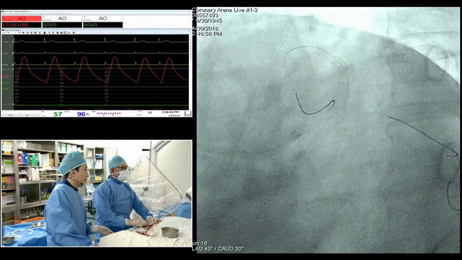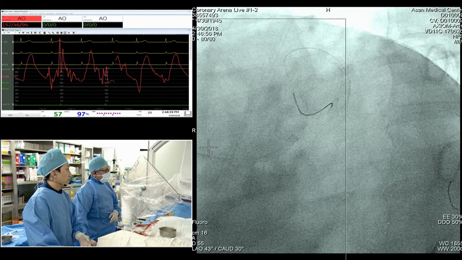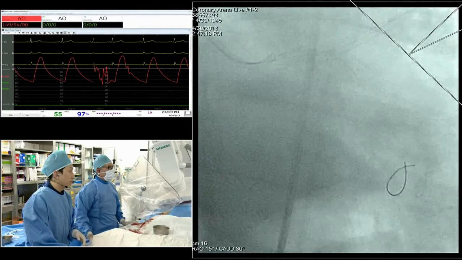So I'm removing the jailwire from the circ. Okay. So did you feel resistance when you bring back the wire? Yes, some resistance, but you saw that the guiding catheter was not moving. So it was really very little.